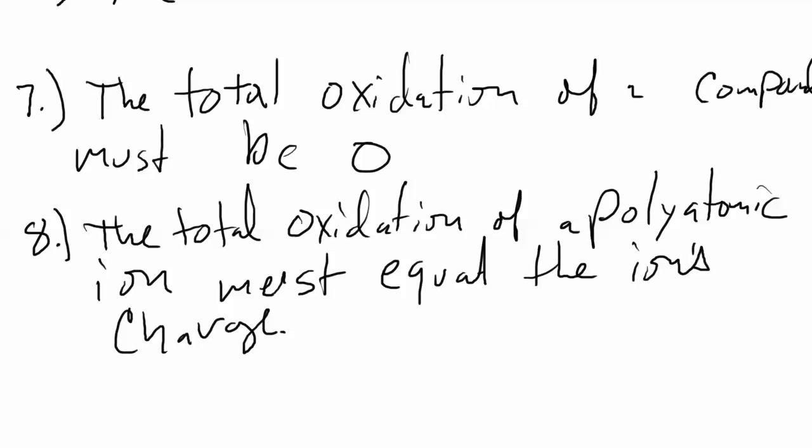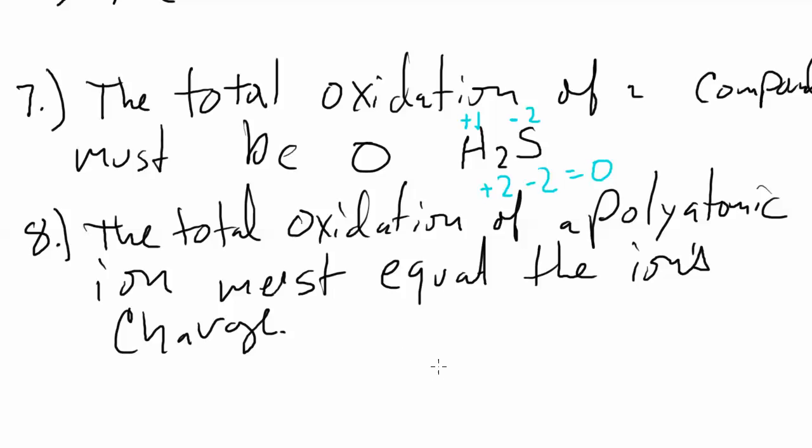Okay, so if you have the compound hydrogen sulfide, which is H2S, you know hydrogen's oxidation is +1, and there's 2 of them, so that's +2, 1 times 2. And so to get 0, because the total oxidation must be 0, this sulfur has to be -2. So that's an example of the compound equaling 0.